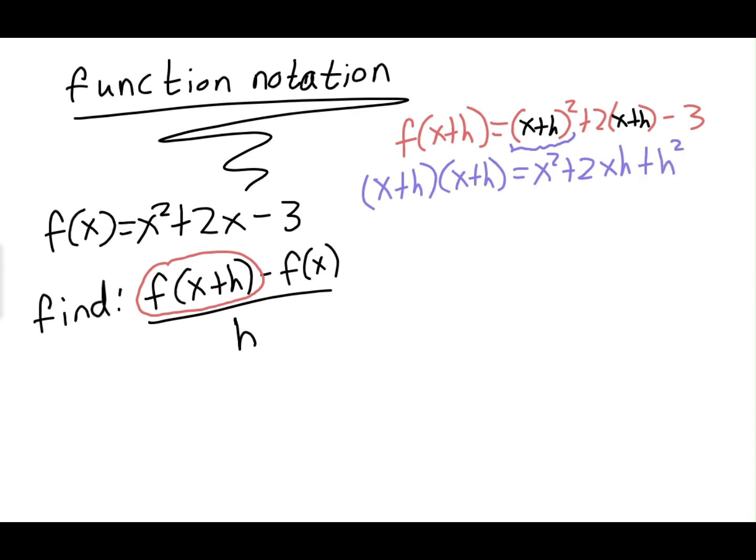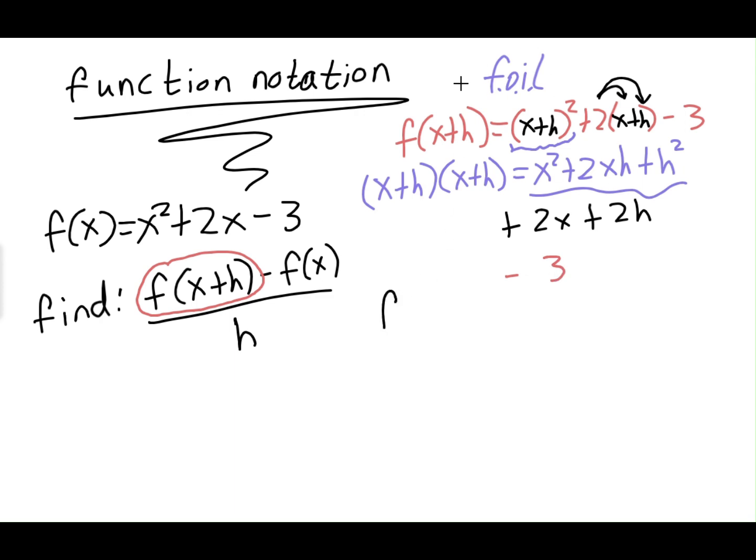If you're not familiar with foiling, I'm not truly covering that here, but feel free to just Google that if you need more help. It's called FOIL. Take a look for that. But this part gives us that. Then we're going to distribute this 2 to this part. So we have a 2x plus 2h as well. And then, of course, we just have that minus 3.